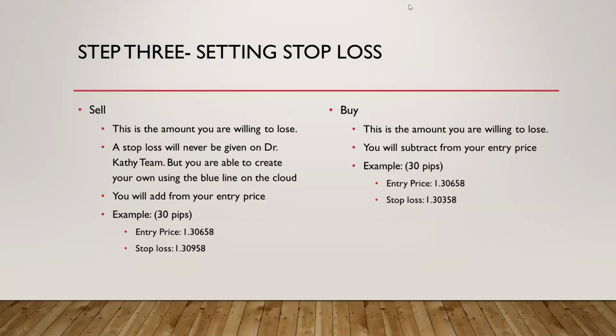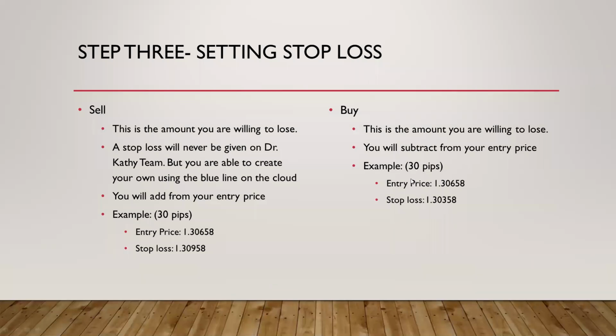Same example we used before. If your entry price is 1.30658, your stop loss is going to be 1.30958. You're going to add 30 to your third and your fourth number for your stop loss.